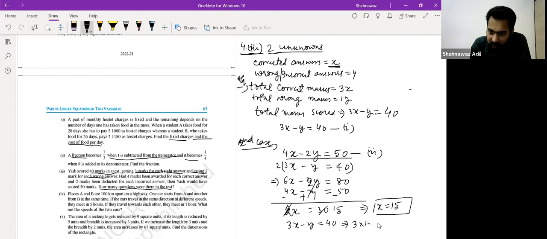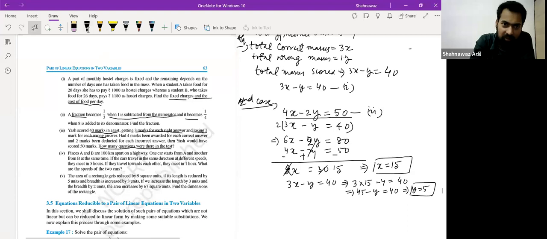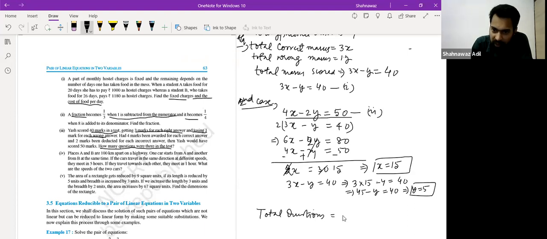3 into 15 minus y is 40. So 45 minus y is 40. So y is 5, right? So how many total number of questions will there be? Total questions is correct plus incorrect, so 15 plus 5. 20, right? 20 questions.